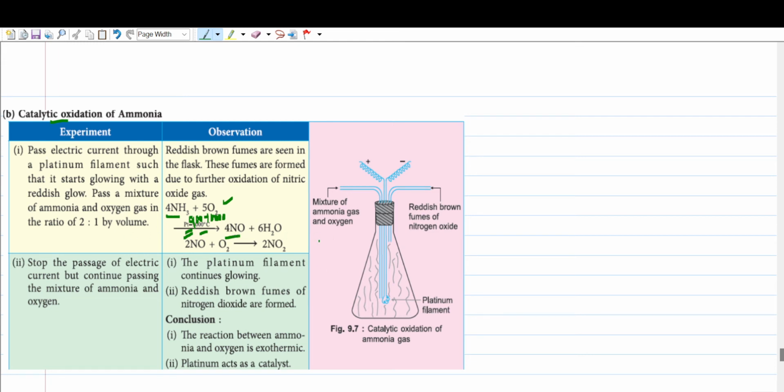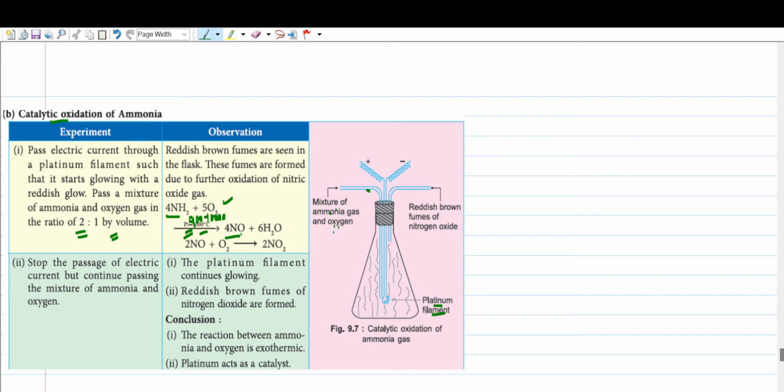So what do we do? We take two parts of ammonia gas and one part of oxygen, right? We pass this mixture of ammonia and oxygen into a conical flask, right? And here we light the platinum filament and keep the temperature inside around 1000 degrees centigrade, that is 900 to 1000 degrees centigrade. Now what will happen? In presence of this catalyst, ammonia and oxygen react and you get nitric oxide.